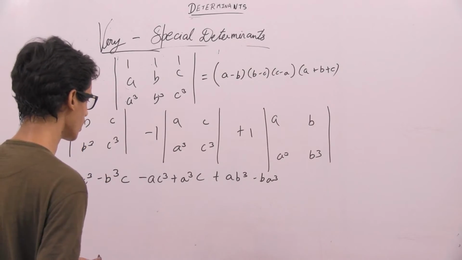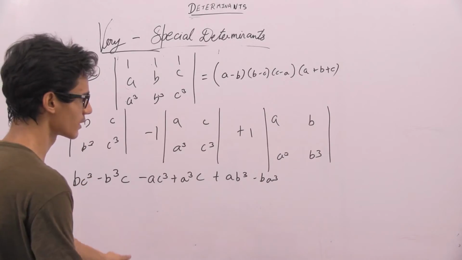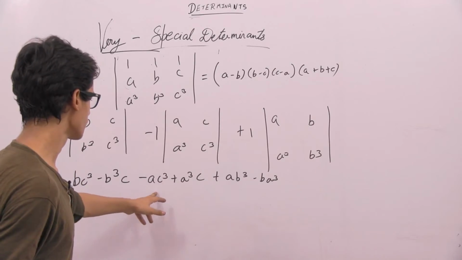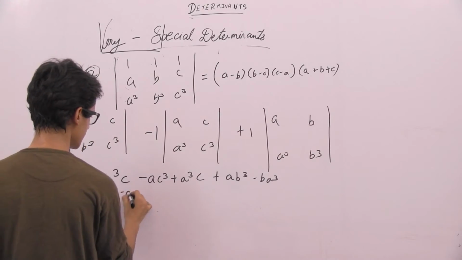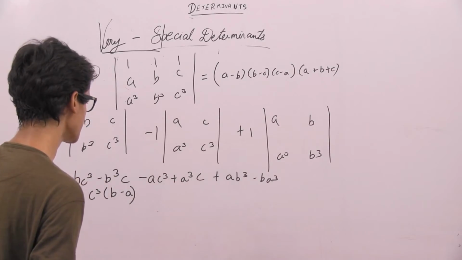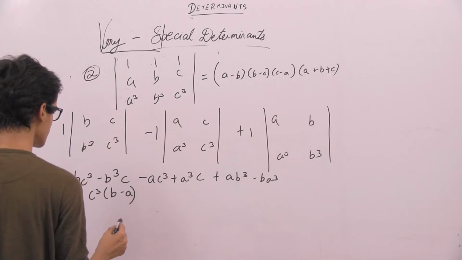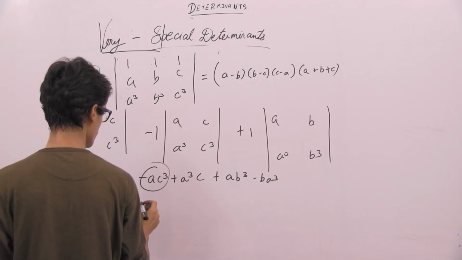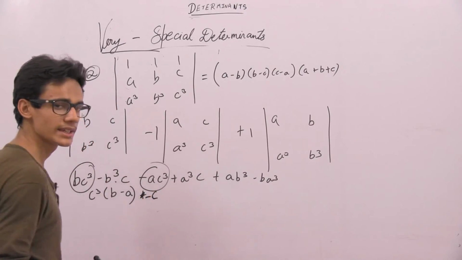Now let's see what can we take common from here. If we take this term and this term, what do we get? We get c cube times b minus a. So we have got a b minus a term here. So trying to make b minus a terms in other terms as well, we have taken these two terms. Now let's take these two terms. What do we get? Plus c, or let's say minus c, we get b cube minus a cube.